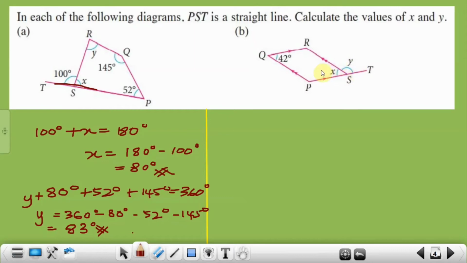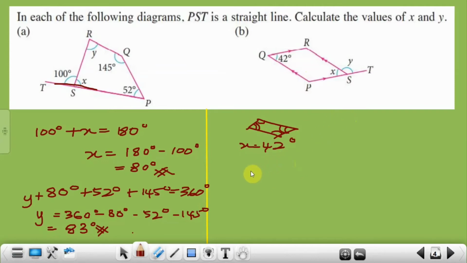For B, if you look here, QRSP is a parallelogram. If you have a parallelogram, this angle will be equal to the opposite angle, and this angle is equal to this. So, here, 42 is equal to x. So, x is equal to 42 degrees because it is the opposite angle in the parallelogram.